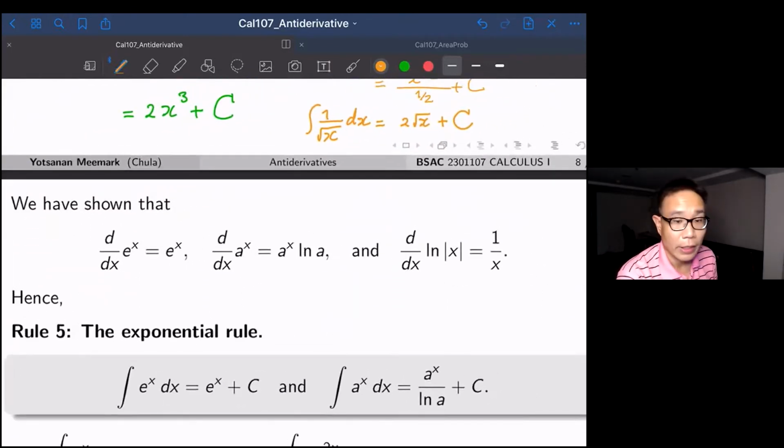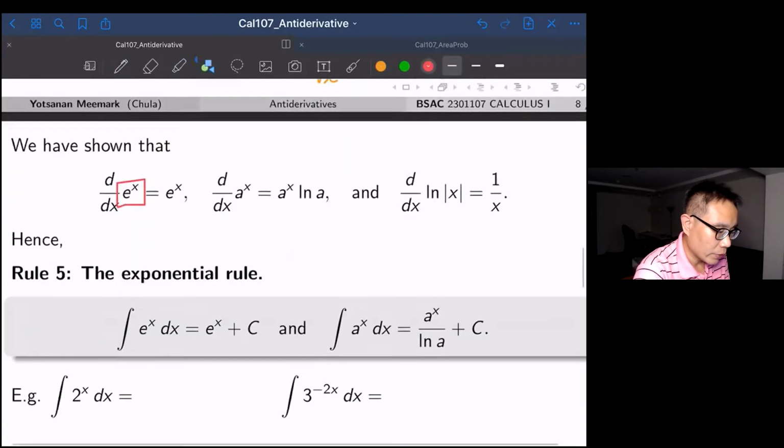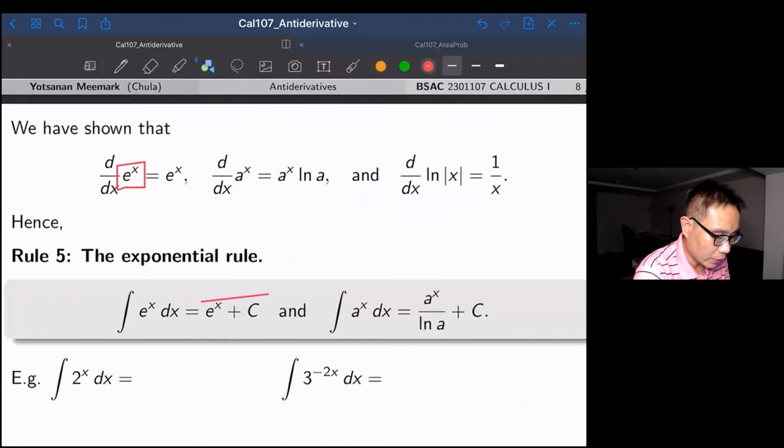Now the next one, we're going to find the integral of exponential functions. We have shown that when you differentiate e to the x, it's just e to the x itself. So when you integrate, you get e to the x plus c as the integral of e to the x dx.